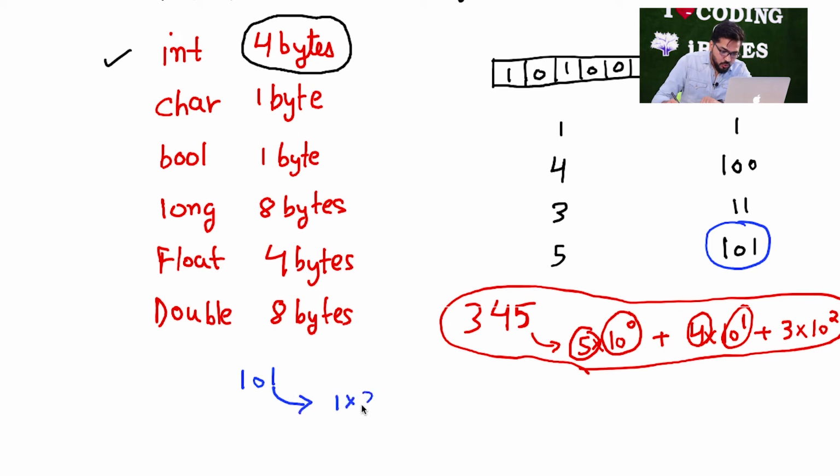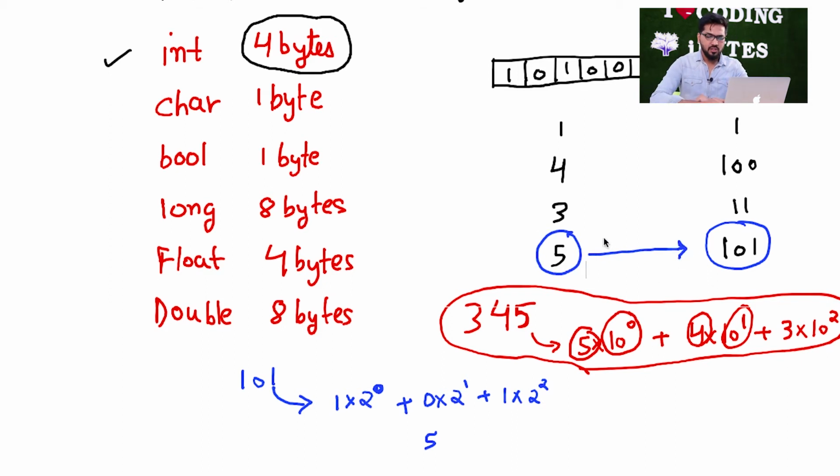Similarly, if I break it, it should be 1 into 2 to the power 0. Why 2? Because I have only 2 digits in my binary system, that is 0 and 1, right? In decimal I had 0, 1, 2, 3 till 9, that is 10 digits. Here I have only 0 and 1, so 2 digits. So 1 into 2 to the power 0 plus 0 into 2 to the power 1 plus 1 into 2 to the power 2. So this overall is 5. So that's why I said that 5 in the binary format we will write 101.